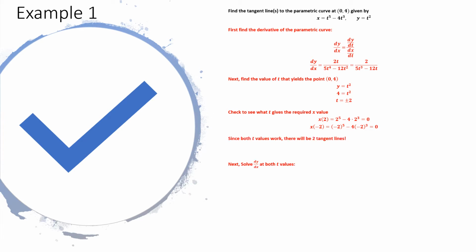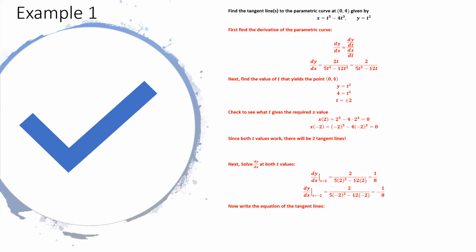All right. So next I want to solve for dy/dx at both of my t values. So I'm going to do dy/dx such that t equals 2. When I plug in 2 for t, I get 1/8. And then I'm going to do dy/dx at t equals negative 2, and when I plug that in, I get negative 1/8.